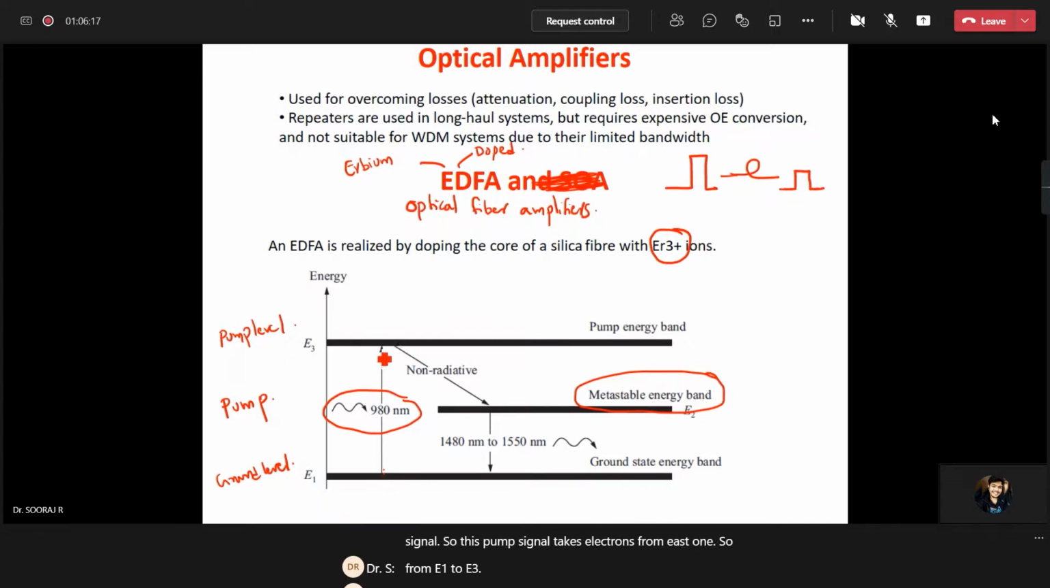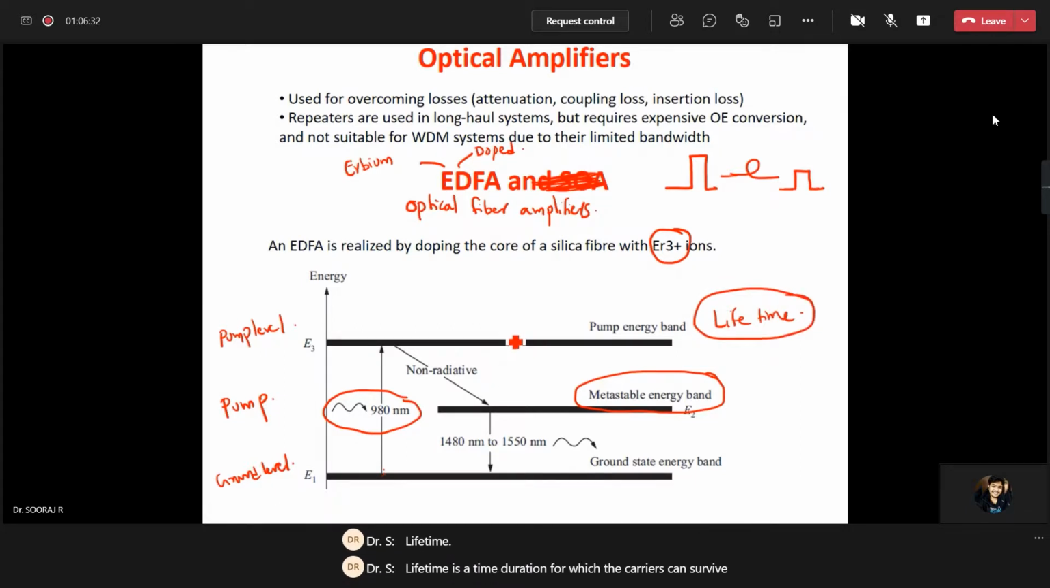Now, once the electron reaches E3, the lifetime of this level is extremely small. Lifetime is the time duration for which the carriers can survive in a particular level. So if the lifetime is extremely small, this electron would quickly come to the metastable level by a non-radiative process. That means it comes here, and from here it comes there. This excess energy is usually released in the form of phonons, in the form of heat.